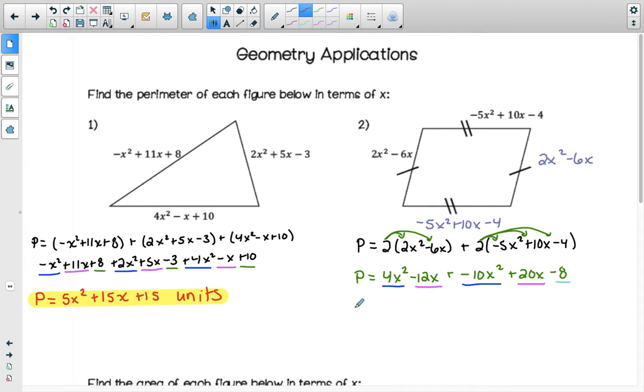So our perimeter in this case will be a 4x squared minus a 10x squared. That's a negative 6x squared. Then we have a negative 12x plus 20x. So that'll be a positive 8x. Then we have our constant of negative 8. So our perimeter in terms of x is negative 6x squared plus 8x minus 8 units. When we keep it in terms of x, it means that x is still in our answer.